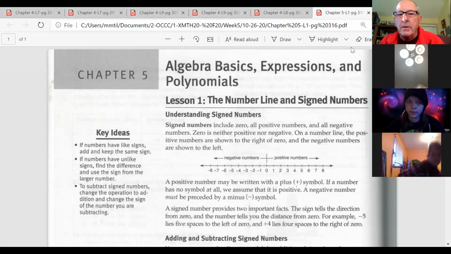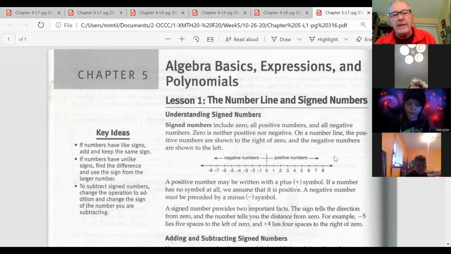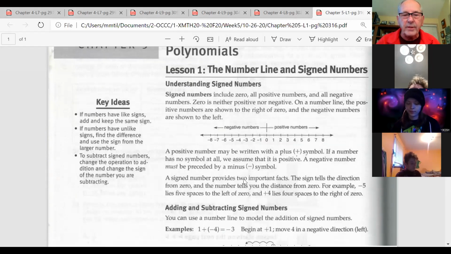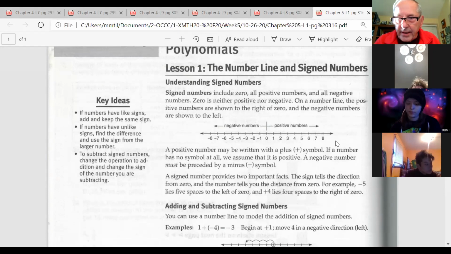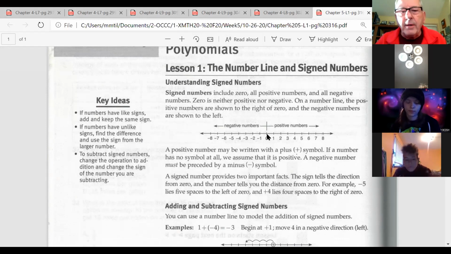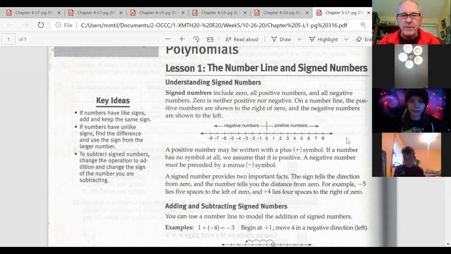Yes. Okay. So the whole chapter is on algebraic expressions, basics, and polynomials. There's a lot to pack in one chapter, believe me. The first little section is on understanding signed numbers, and they use the number line to do this. A number line is just a straight line with 0 in the middle, and anything to the left will be negative, anything to the right is positive. This number line goes all the way to negative infinity to the left, and to positive infinity to the right, and every number in between. That's the definition of the number line.